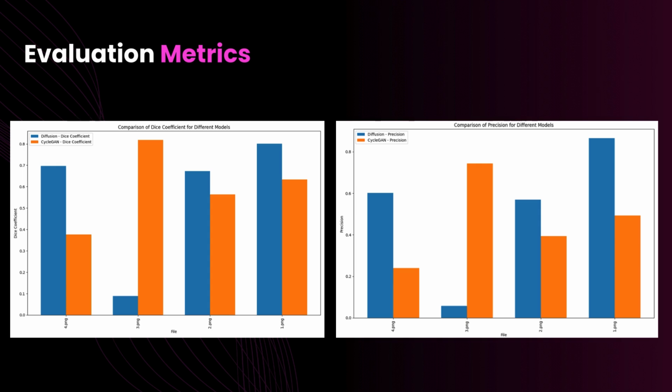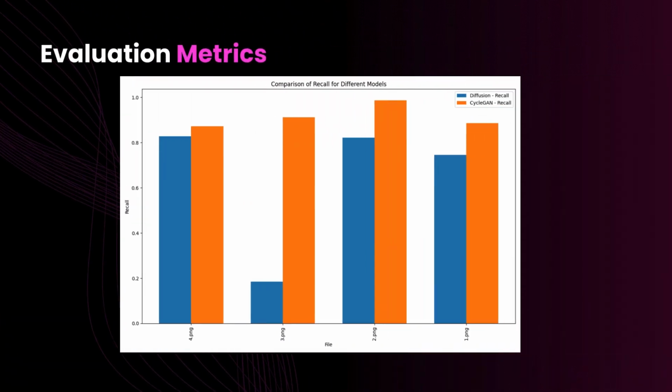First is the dice coefficient, second is precision, and third is recall. Now as we can see in the bar graph, our combined model has outperformed CycleGANs in the majority of the cases, hence showcasing the greater accuracy and completeness in predictions.